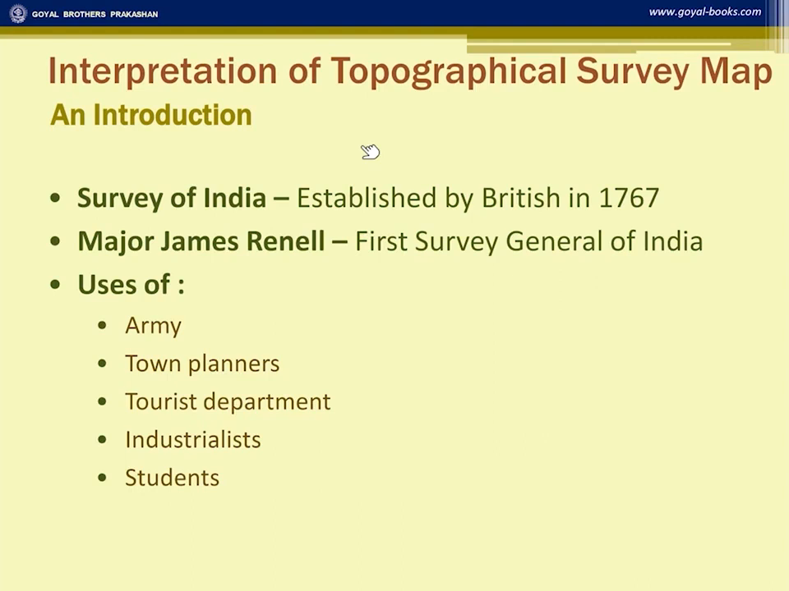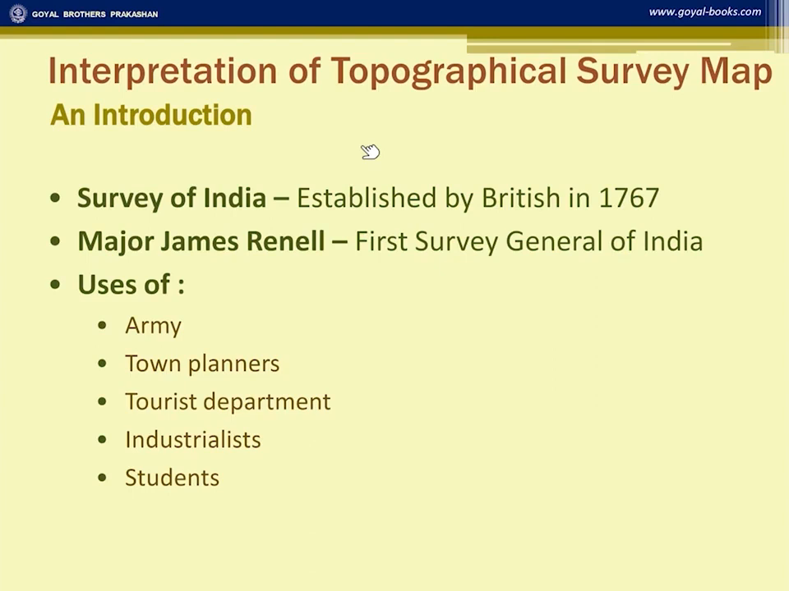What are the uses of topographical survey sheets? The survey sheets are mostly used by Army to locate the places, because if we know the easting and northing or latitude or longitude of the topographical survey sheet, we can locate the exact position of a place, which is very useful for the Army. Secondly, they are very useful for the town planners because they have to plan the projects according to the topographical survey sheets. They know where are the roads and the transport and the general layout of the city. So accordingly, the tourist maps are prepared.